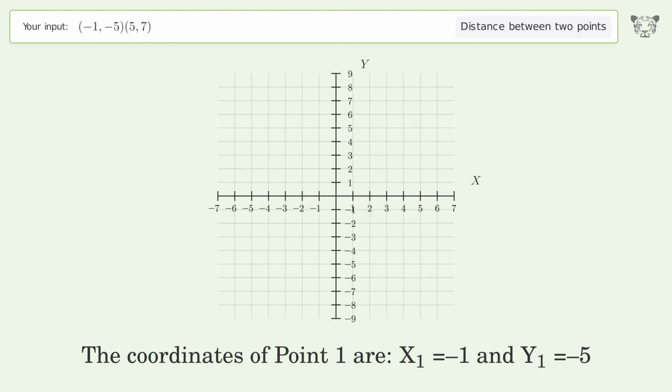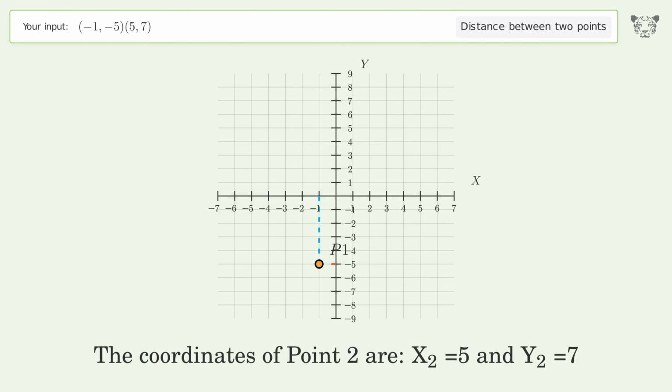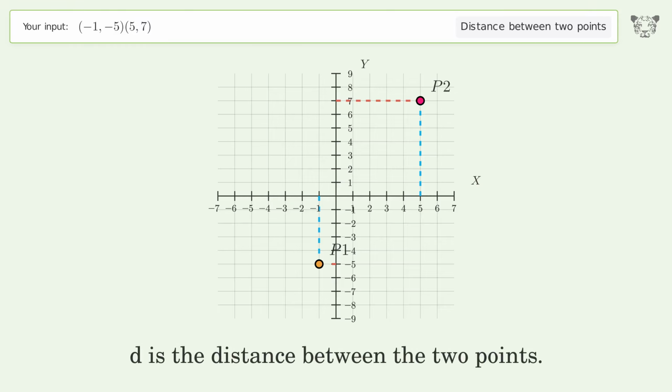The coordinates of point 1 are x1 equals -1 and y1 equals -5. The coordinates of point 2 are x2 equals 5 and y2 equals 7. D is the distance between the 2 points.